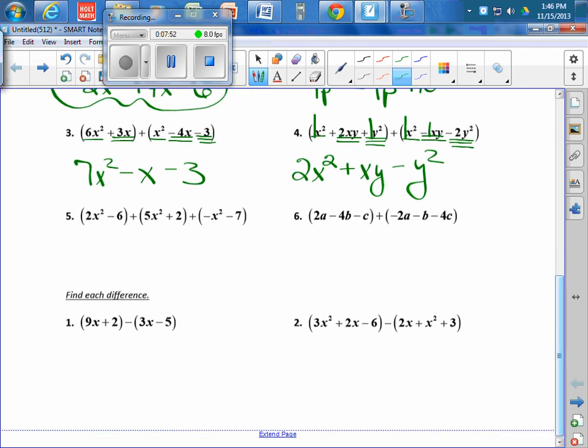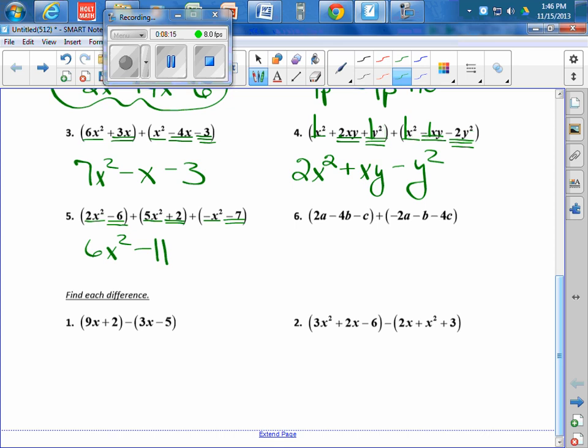Number 5. Add all of your x squareds together. Add their coefficients. 2x squared plus 5x squared is 7x squared. 7 minus 1 is 6. 6x squared. Negative 6 plus 2 is negative 4. Negative 4 minus 7 is negative 11.